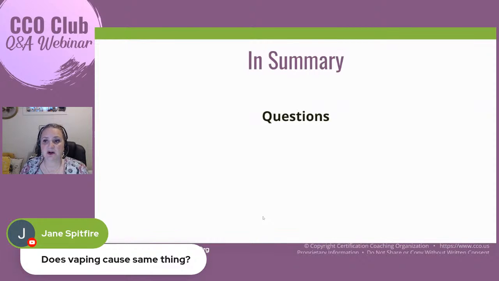Does vaping cause the same thing? Vaping does cause asthma, COPD, and irritants. In fact, it's very pertinent to think about this, guys. When they put in, in the middle of the year, the U codes for COVID, they took the opportunity to piggyback those vaping codes. That was pretty amazing.